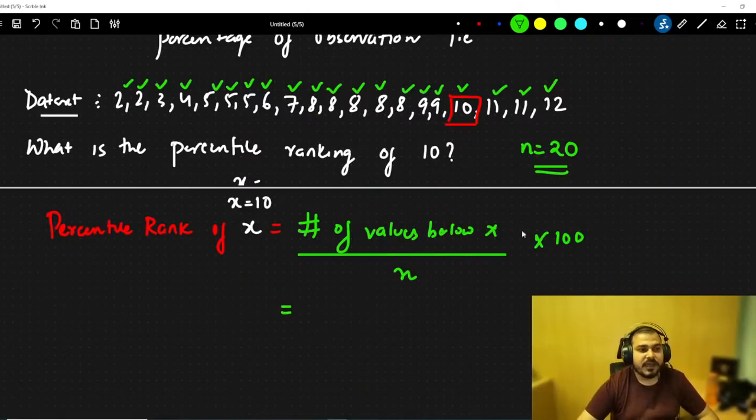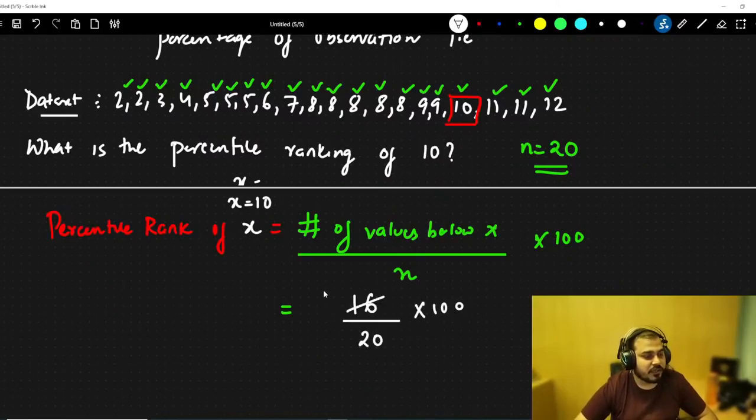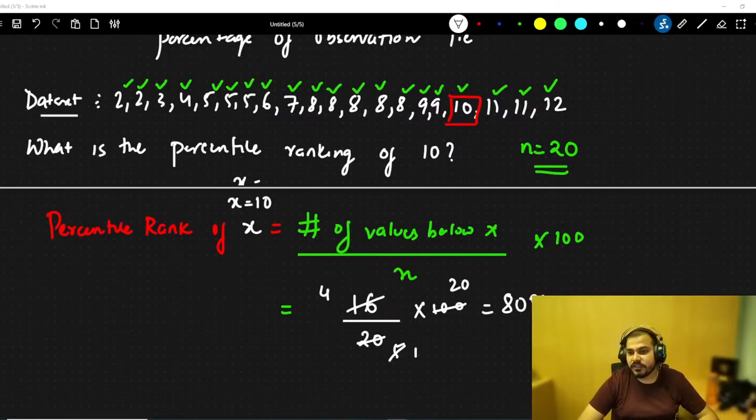Now the number of values below x. x is 10. How many values are below x? Counting 1, 2, 3, up to 16, this becomes 16 divided by 20 multiplied by 100. In short, 4 fives are 20, so am I getting the 80th percentile? Is everybody getting this much? Just let me know if you are able to find this. Yes?